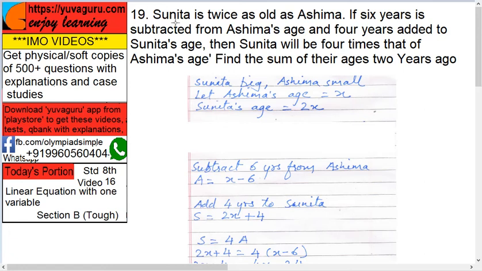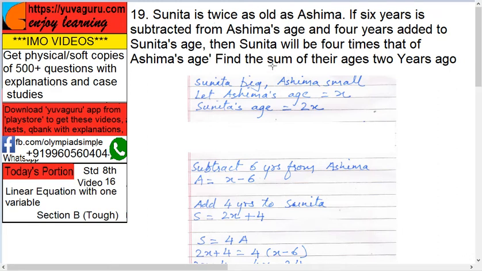Let's start. Sunita is twice as old as Ashima. If 6 years is subtracted from Ashima's age and 4 years added to Sunita's age, then Sunita will be 4 times that of Ashima's age. Find the sum of the ages 2 years ago.